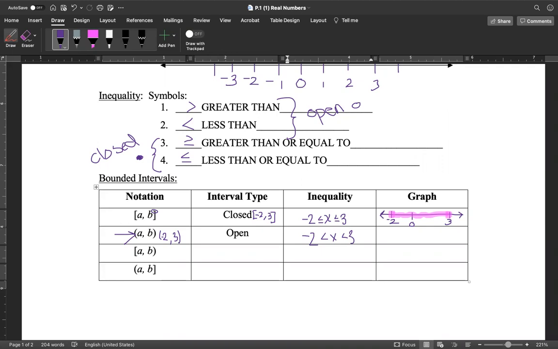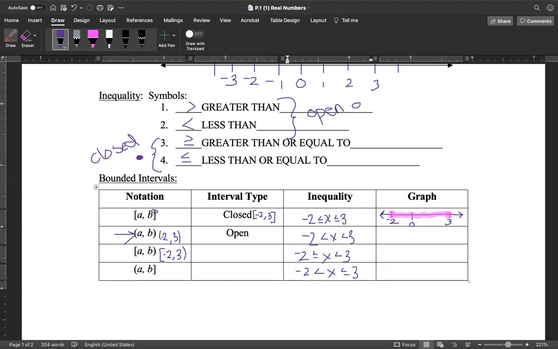Now the last two don't have an interval type because one side is bounded, the other side is not. So if we were, say, bounded at -2 or closed at -2, 3, it would be -2 less than or equal to x, which is less than 3. And then the other one would be -2, now it would be less than x, less than or equal to 3.